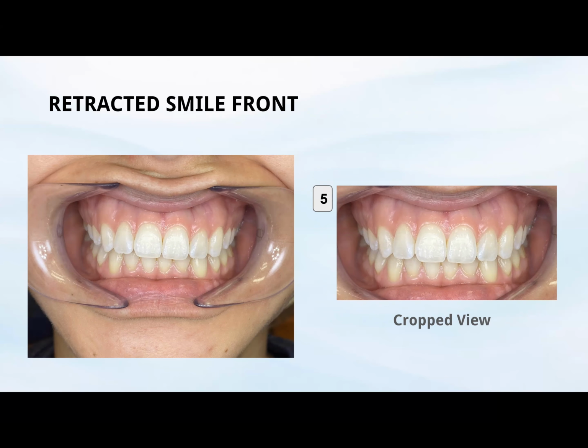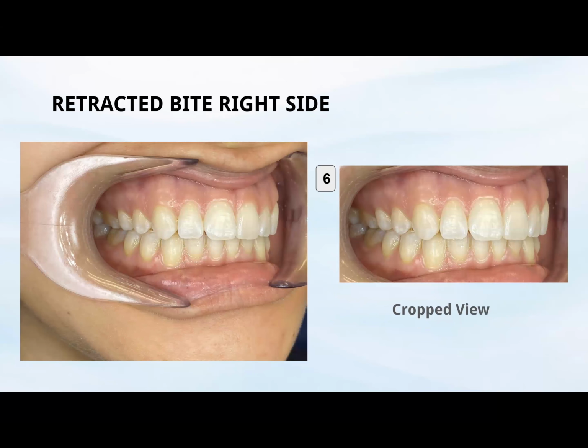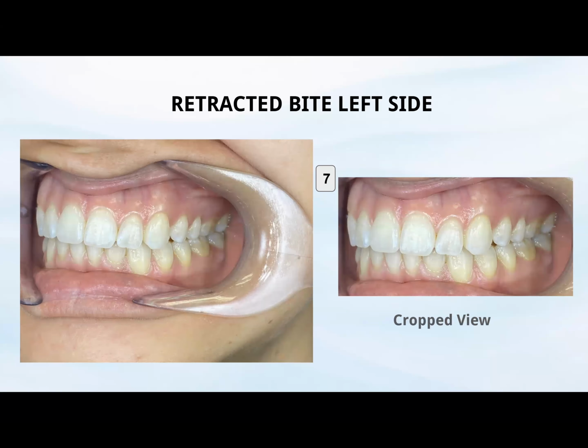Then we're also going to take the deep notch right side pictures, and these are the same pictures that we take for ortho purposes. And same thing, we crop it so that we don't see a lot of the skin. And then we do the same thing for the left side.